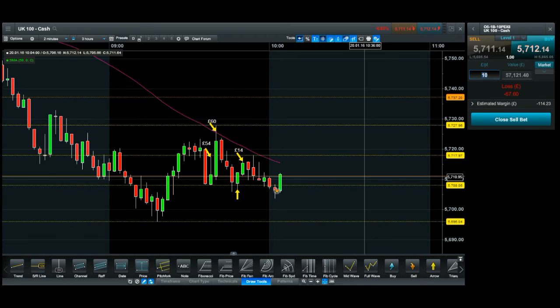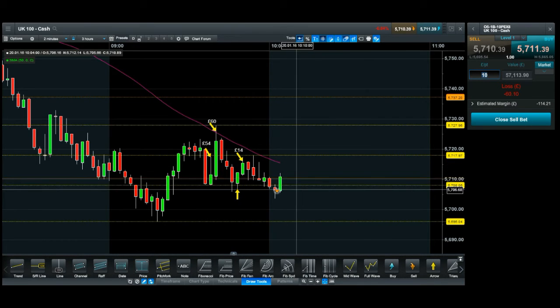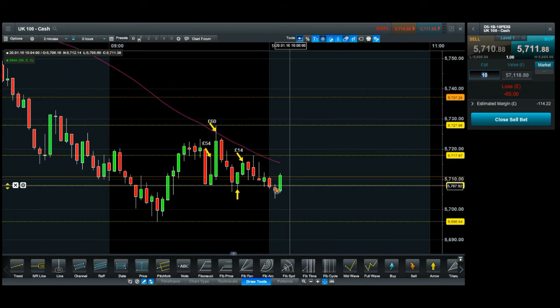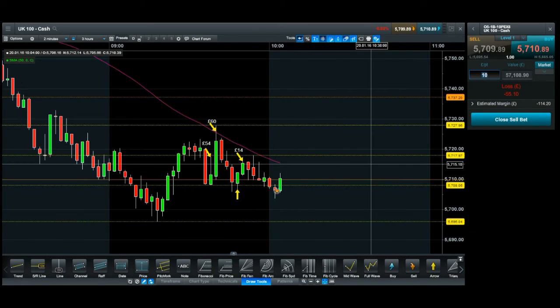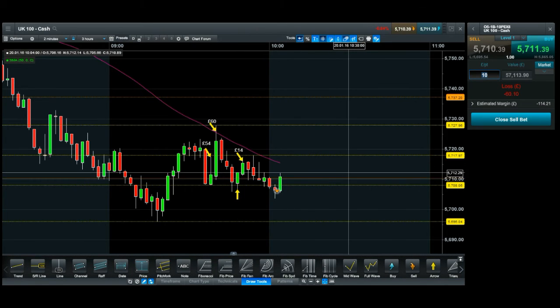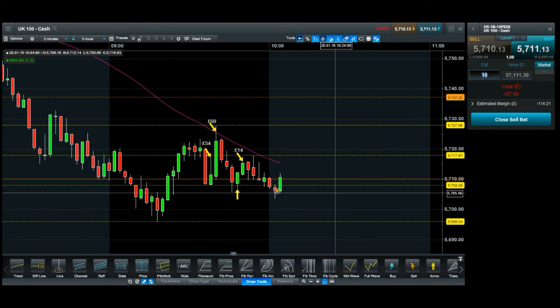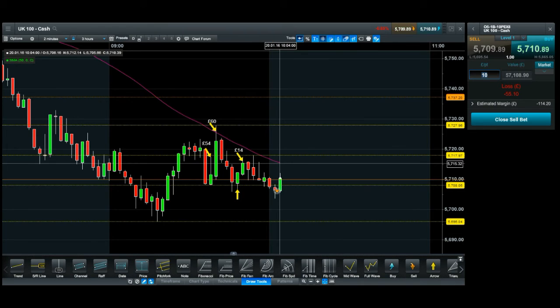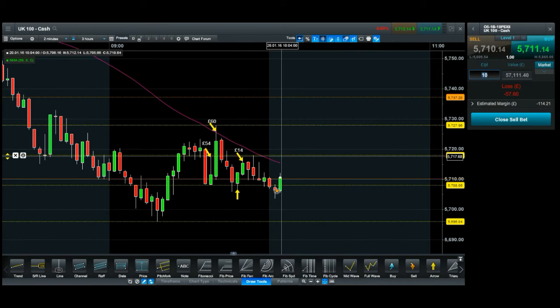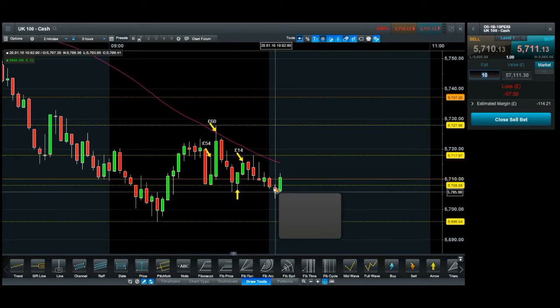Okay, I should have waited, but nevertheless, it's going towards the simple moving average. Let's see how it goes. Once it breaks this simple moving average, moving towards this resistance, I will have to treat this as my stop loss for this trade that I have made.